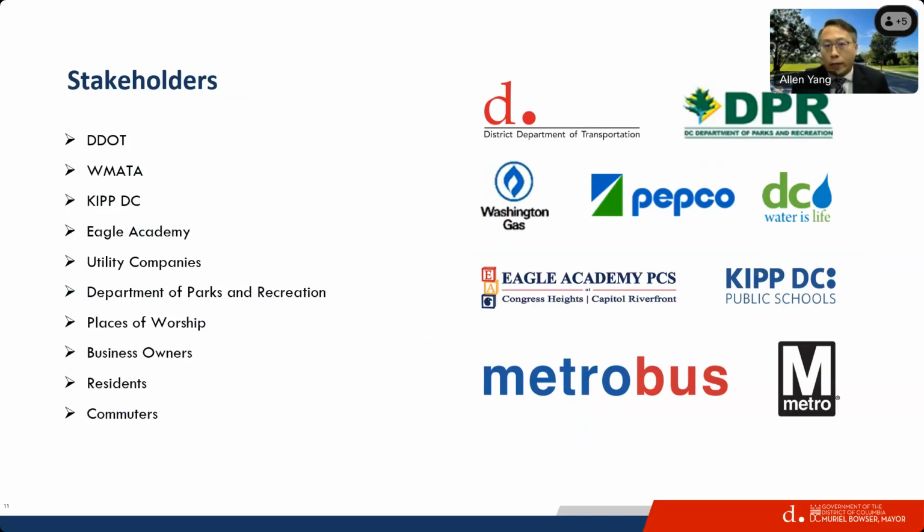Stakeholders besides DDOT, we have OMADA, we have many bus stops on the corridor. We also have 2 metro stations, Congress Heights on Alabama Avenue and Southern Avenue Station on Southern Avenue. PDC Eagle Academy, I just mentioned. Utility companies, including Washington Gas, PEPCO, DC Water, communication companies, and such. We also have DPR, Department of Parks and Recreation, who owns the property of the park, Oxygen Run Park and Trail between Mississippi Avenue and Valley Avenue. We also have places of worship, business owners, residents, and commuters.